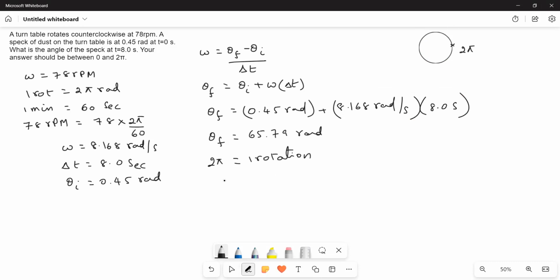So how many full rotations are in 65.79 radians? We take 65.79 radians divided by 2 pi radians per rotation. This is equal to 10.4947 rotations.